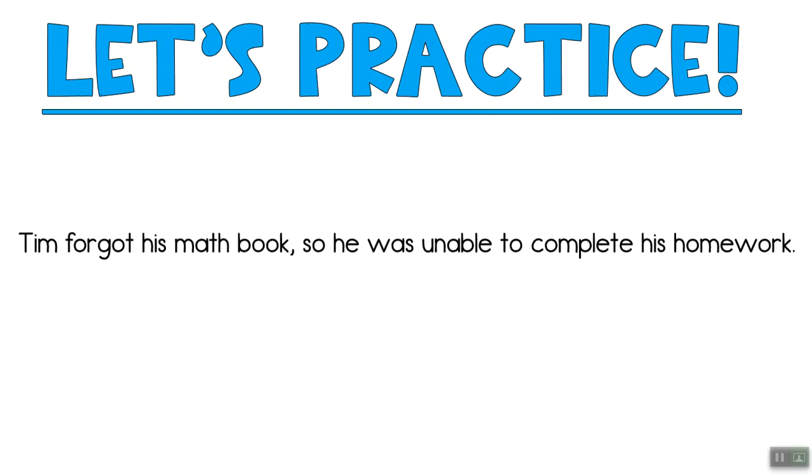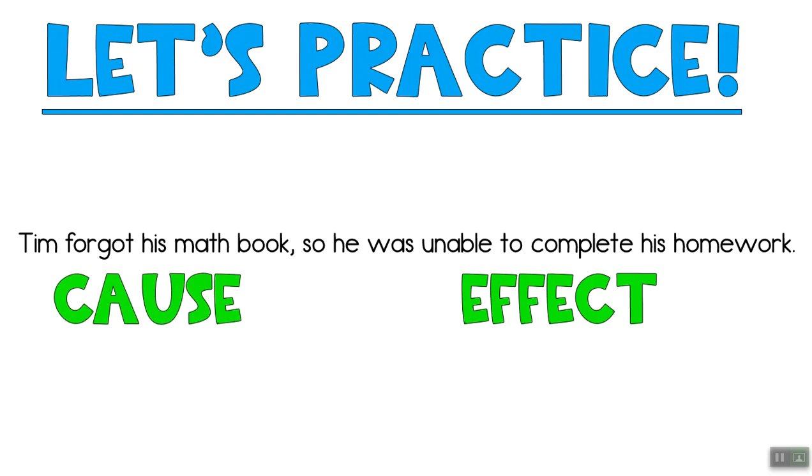So our first sentence says, Tim forgot his math book, so he was unable to complete his homework. Now, what's the main thing of this sentence, the last thing to have happened? That's right, he was unable to complete his homework. And why did that happen? Why couldn't he do his homework? Because he forgot his math book. So forgetting his math book made him not able to do his homework.